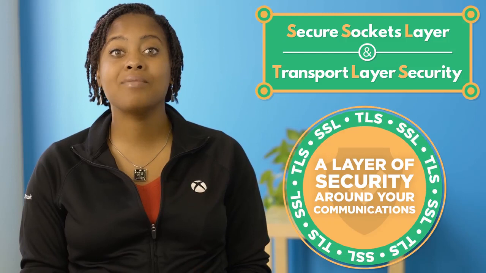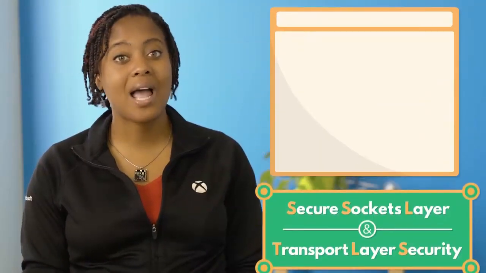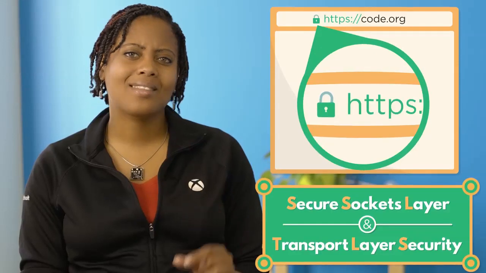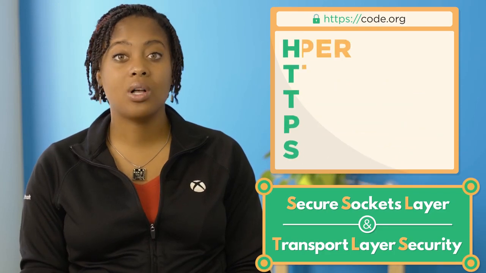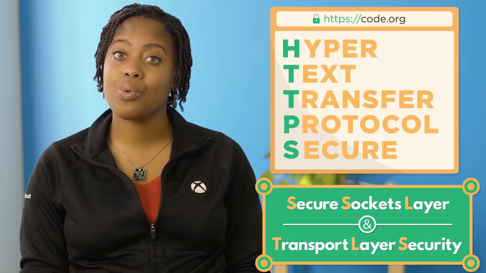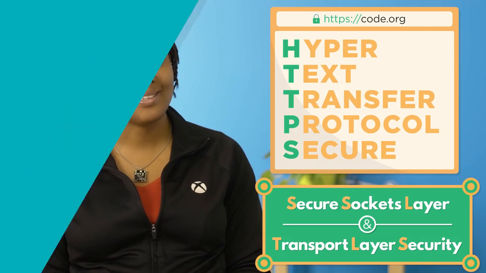You can think of SSL and TLS as a layer of security wrapped around your communications to protect them from snooping or tampering. SSL and TLS are active when you see the little lock that appears in your browser address bar next to the HTTPS. The HTTPS protocols ensure that your HTTP requests are secure and protected.